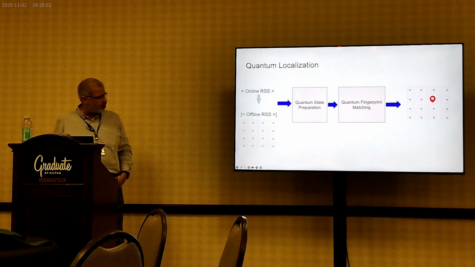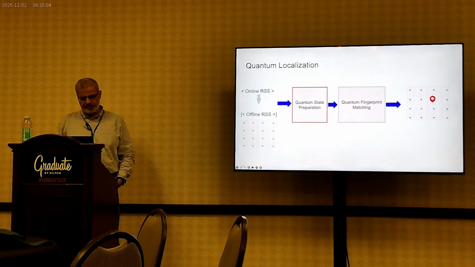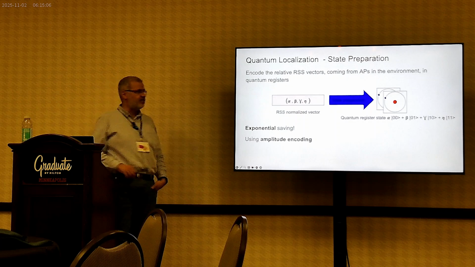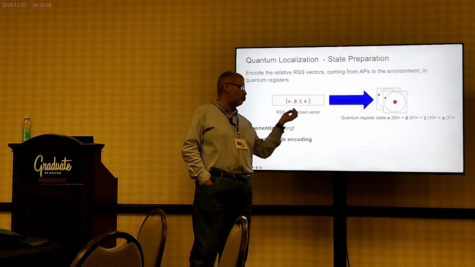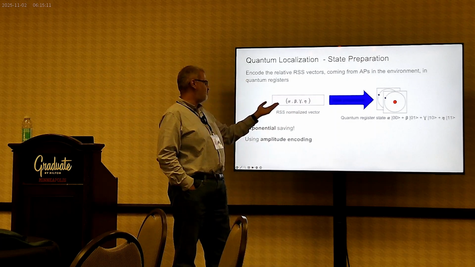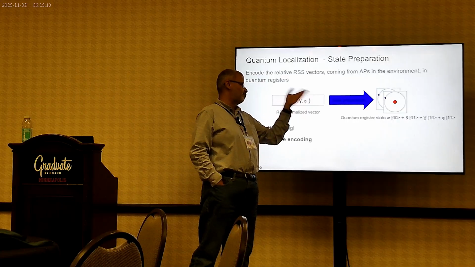So let's start by talking about the quantum state preparation. The goal of this step is to convert a classical vector to qubits. So imagine I have an input vector that has 4 different floating point values.